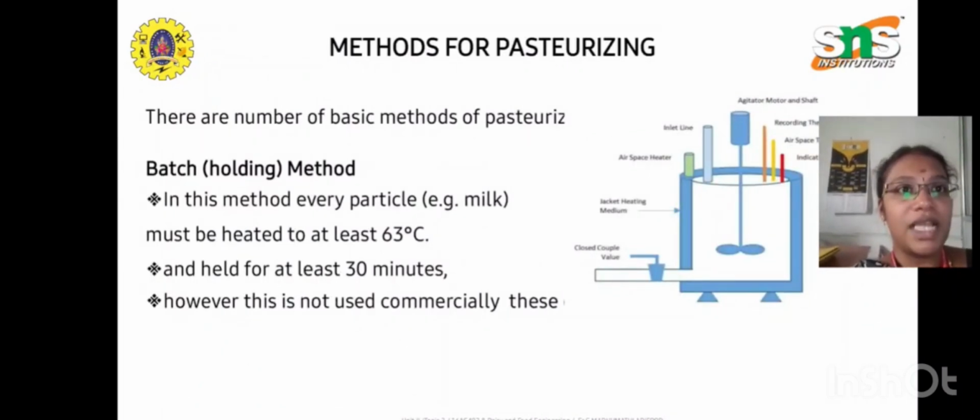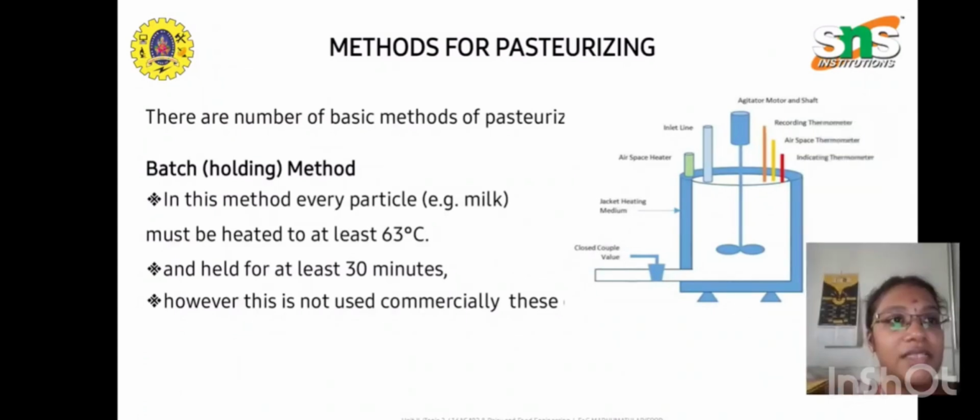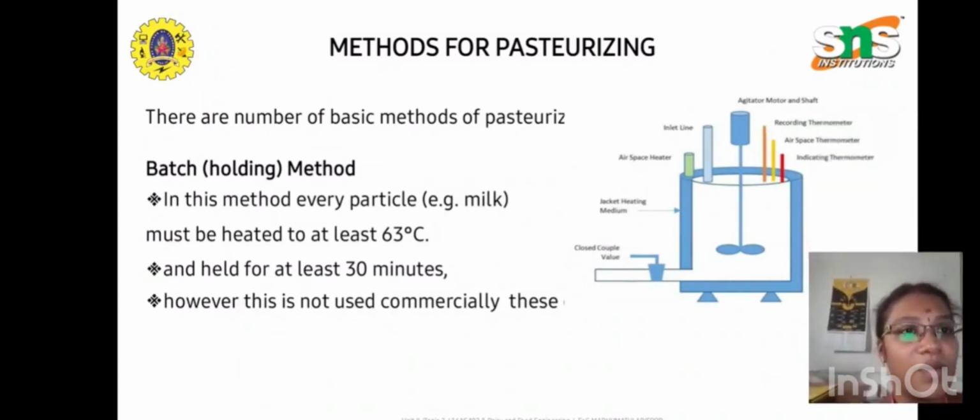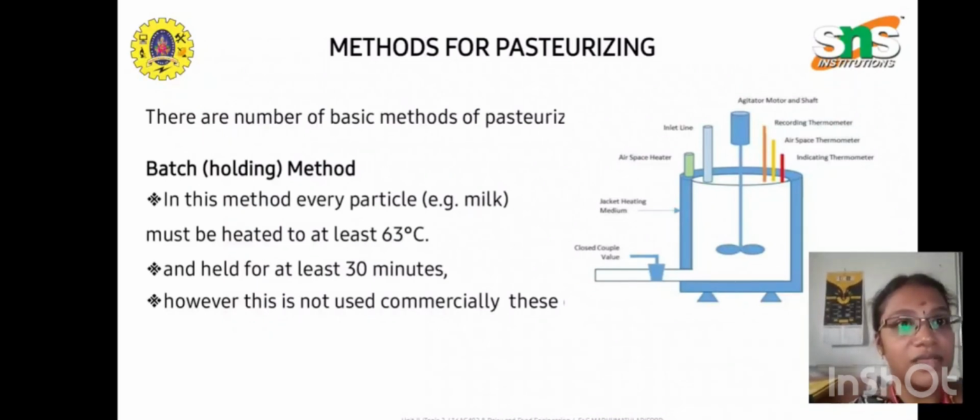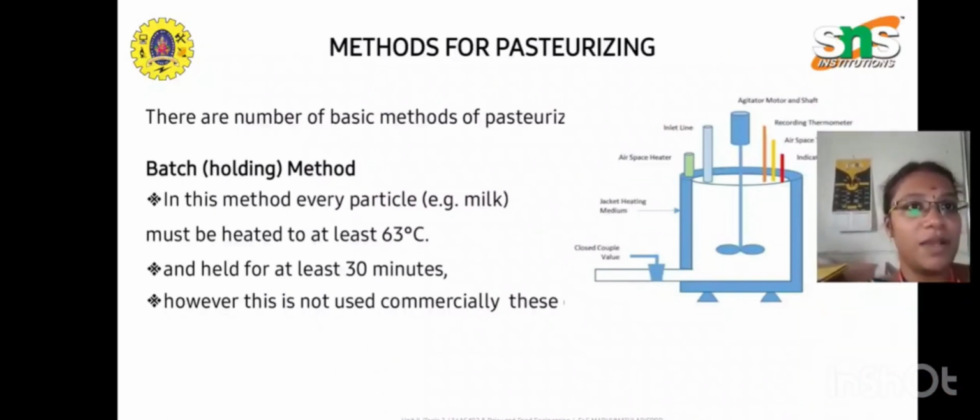Coming to the methods, there are different methods. The first method is the batch or holding method. In this picture you can see the equipment used for the batch method of pasteurization, which has a jacketed wall heated by a medium, where inside the container it holds the milk and the milk gets pasteurized. In this method every particle must be heated to at least 63 degrees Celsius for 30 minutes. However, it is not much practiced commercially.